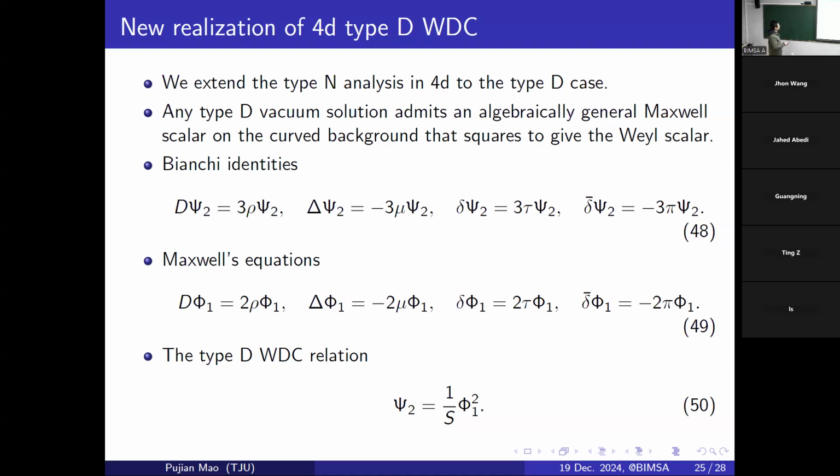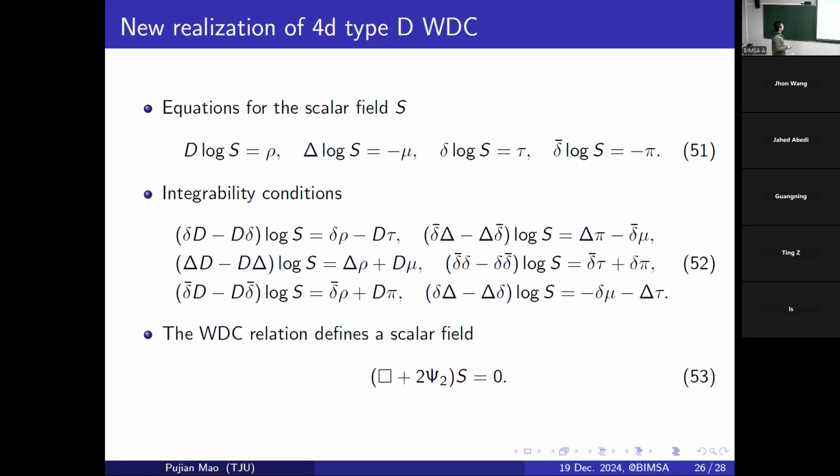In the Bianchi identity, the only non-zero Weyl scalar is psi 2, and you have 4 equations from the Bianchi identity. You also have 4 equations for algebraic general Maxwell theory. Now, if you insist on a Weyl double copy relation like this, you can repeat the type N procedure. You find the equations for the scalar fields this way.